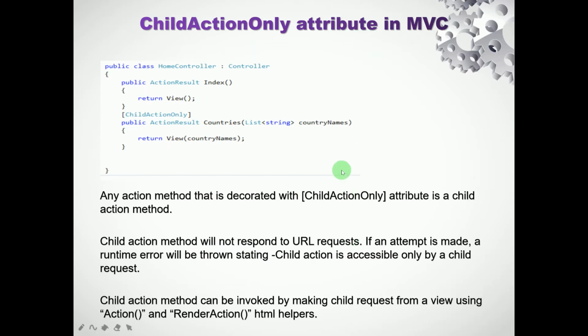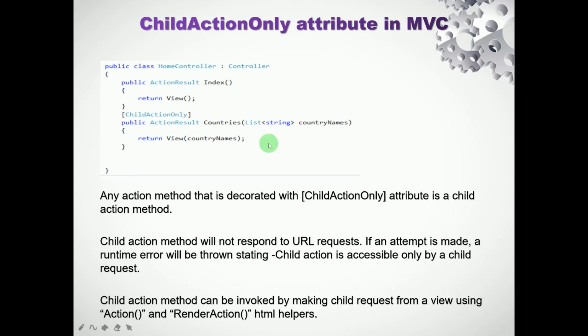Any action method that is decorated with the child action only attribute is a child action method, and a child action method will not respond to URL requests. If an attempt is made, a runtime error will be thrown stating child action is accessible only by a child request. A child action method can be invoked by making a child request from a view using the Action and RenderAction HTML helpers.